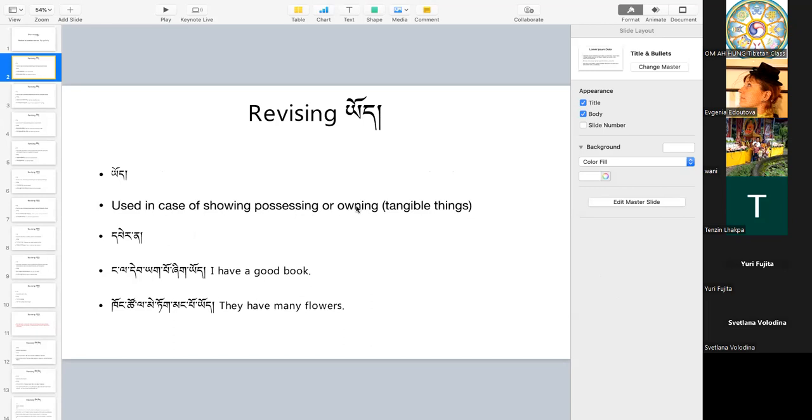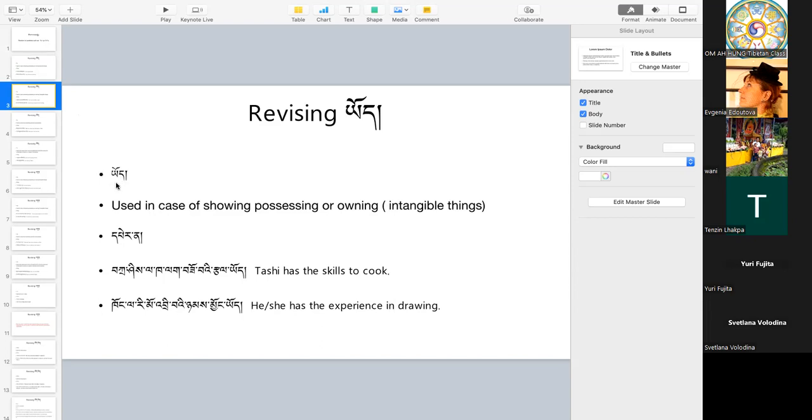So I made a differentiation. I made a distinction between tangible and intangible things just because of the noun itself. Because one is tangible, we can touch it, we can feel it, it's something solid. And then one is intangible, something like an idea or a feeling that we cannot touch, which isn't a solid thing.